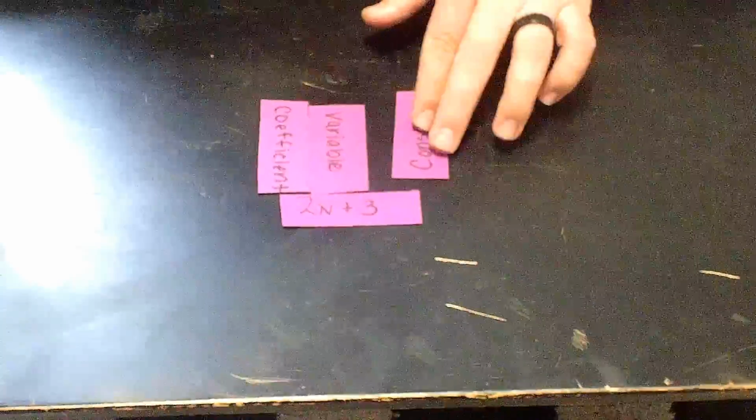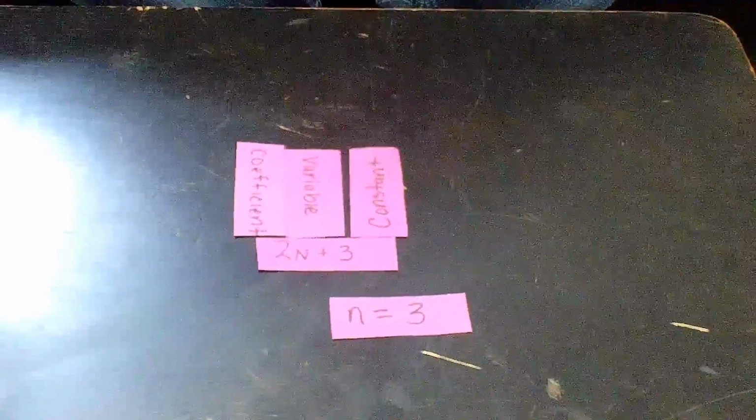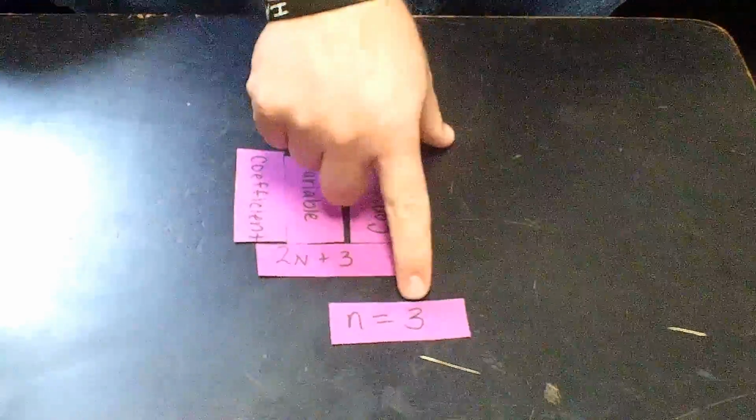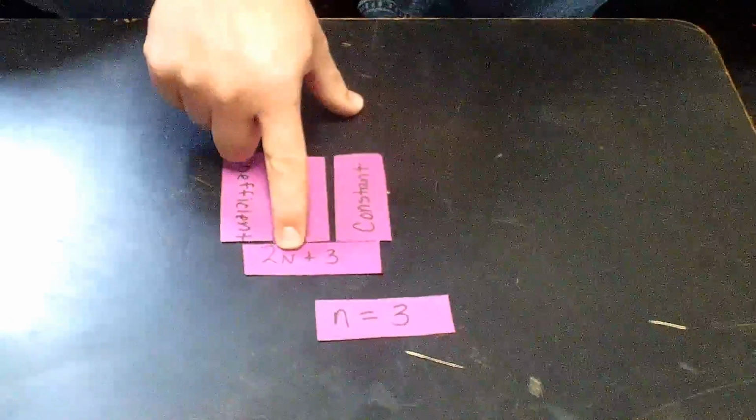And I always like to think of that prefix in coefficient. Co means together. It works together with the variable. Got some ELA skills there. Yes. And then we're going to say here that n equals 3. So we're going to substitute this 3 for every time that we see an n. Okay? So let's set up our problem.